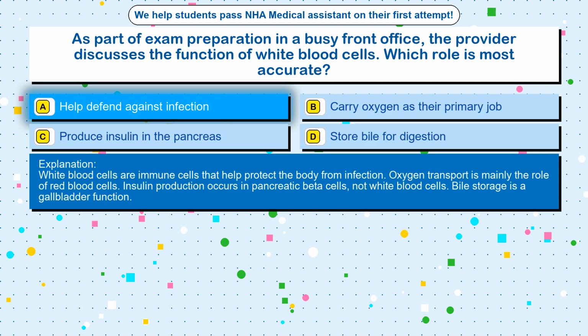White blood cells are immune cells that help protect the body from infection. Oxygen transport is mainly the role of red blood cells. Insulin production occurs in pancreatic beta cells, not white blood cells. Bile storage is a gallbladder function.